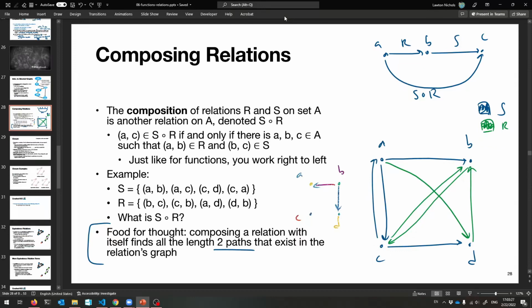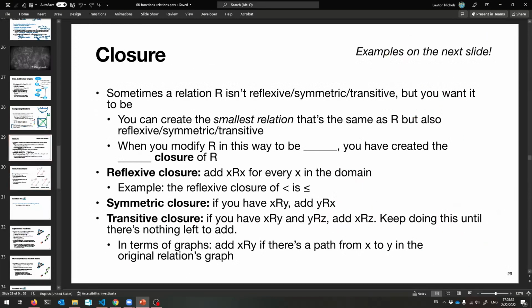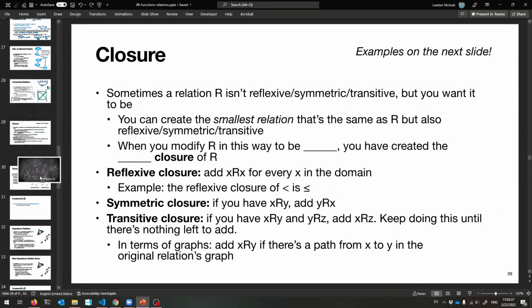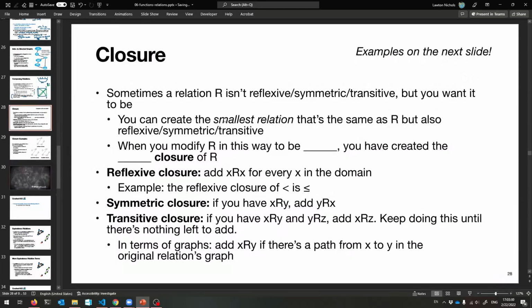Let's see if we have time for closure, and that should maybe do it. So yeah, maybe let's try these 2 slides. Let's get those in, and that'll be it for the day. Whee. That's the plan, at least.